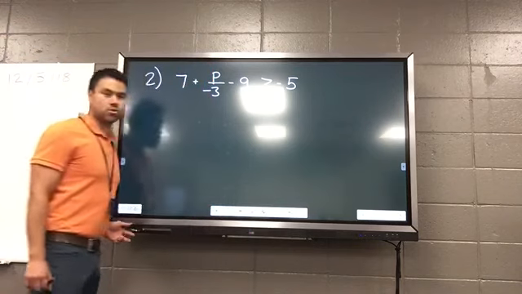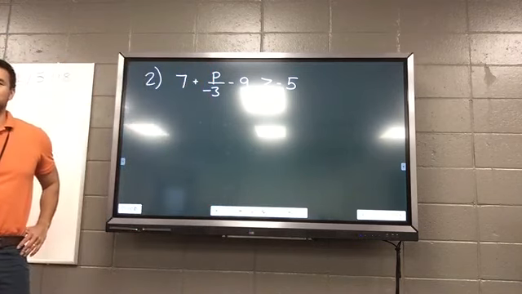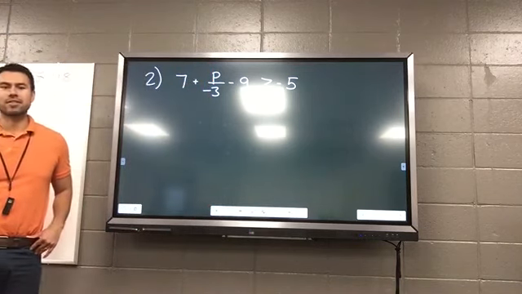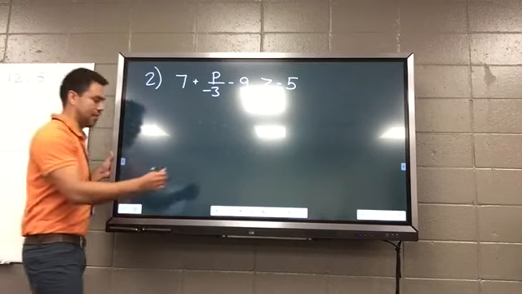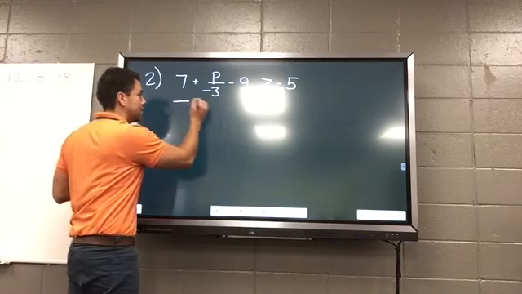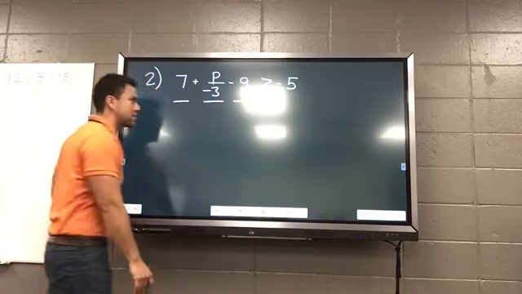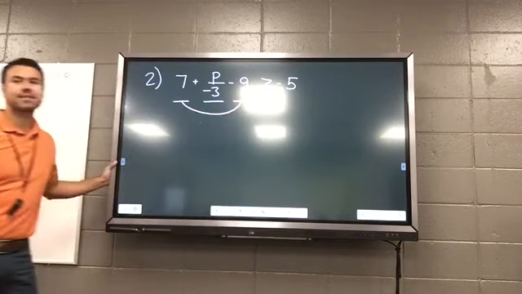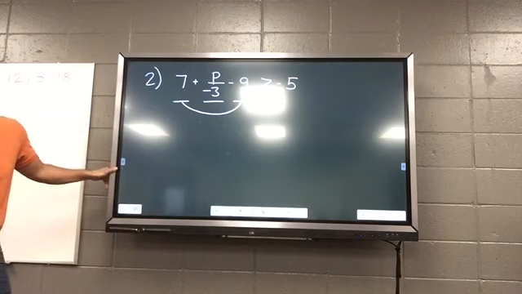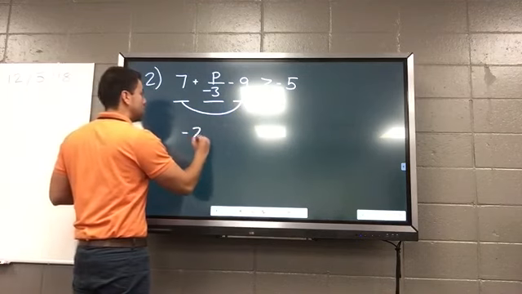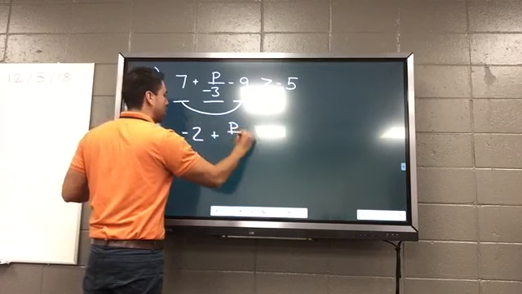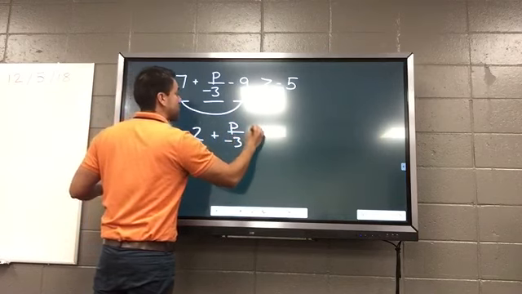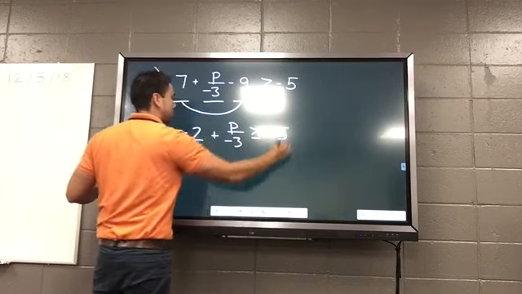All right, I'm going to help those who are kind of stuck. How many terms on the left? 1, 2, 3. Any like terms? What's 7 plus negative 9? So I got negative 2 plus p over negative 3 greater than or equal to negative 5.